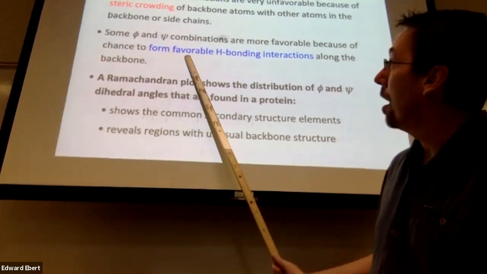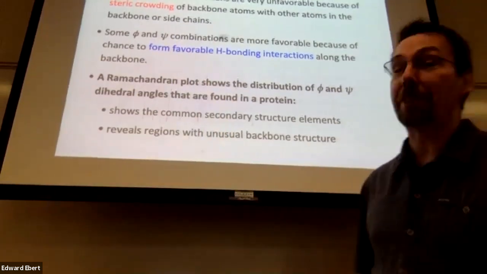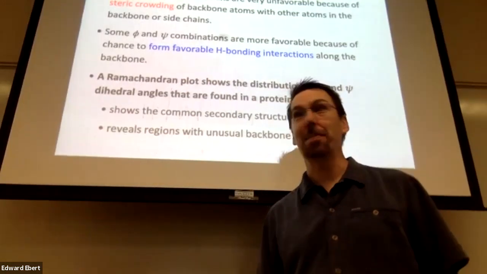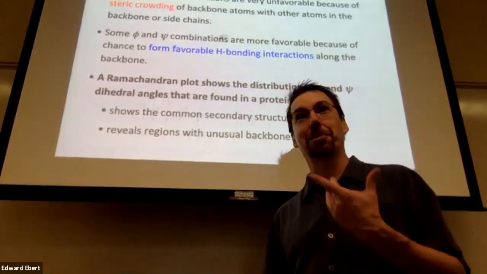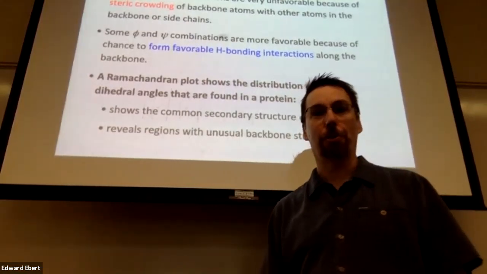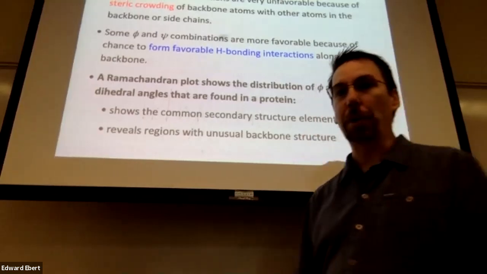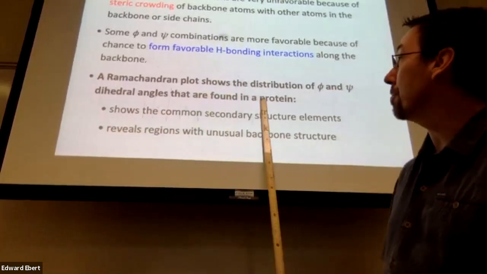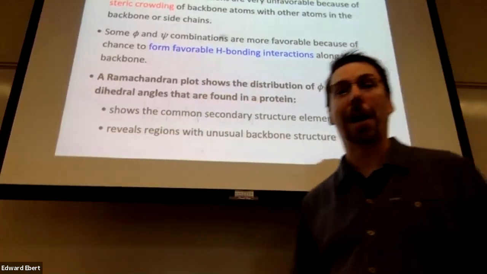All right, so some of these combinations are going to form favorable H bonding interactions. And so those are going to tend to stabilize the structure, and that's going to, again, help stabilize our overall three-dimensional structure. What we can do is we can come up with something called a Ramachandran plot that shows the distribution of angles that are allowable.